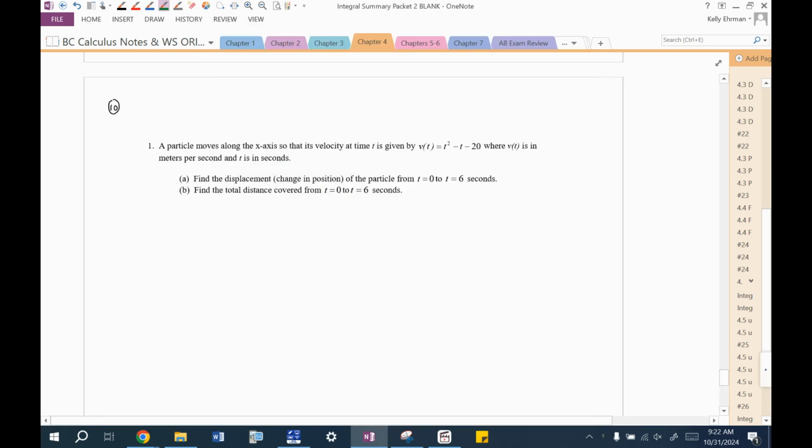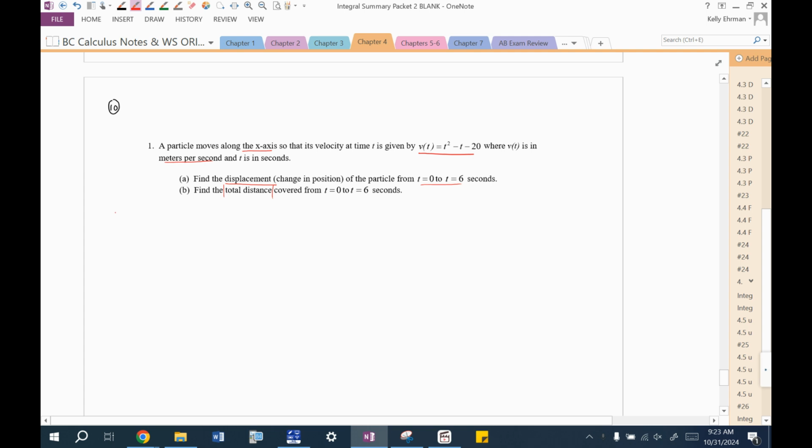All right, we made it to the last page of the packet. So this problem is kind of similar to number 9. It says a particle moves along the x-axis. Now the velocity is this, measured in meters per second. Find the displacement from 0 to 6, and then find the total distance from 0 to 6.